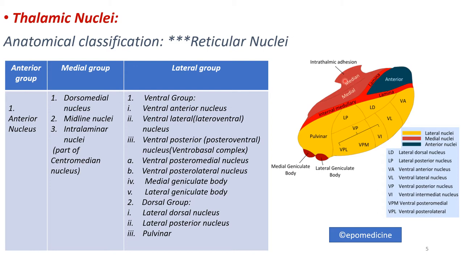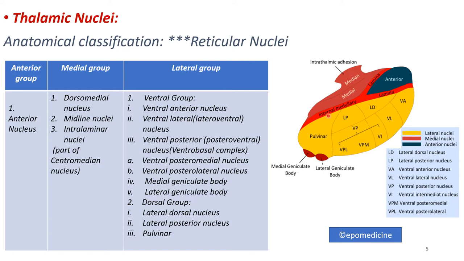So now in this medial group we have the dorsomedial nucleus. This dorsomedial nucleus is present over here. Then we have the midline nuclei. The nuclei which are present in this intrathalamic adhesion, which connects the two thalami, are known as the midline nuclei, as the name itself suggests. Midline means they are present in the mid.